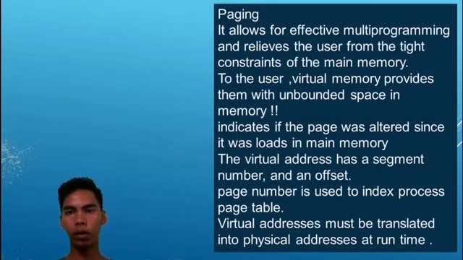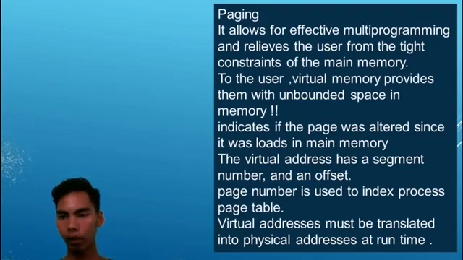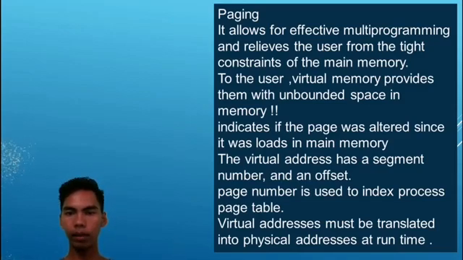Paging allows for perfect multiprocessing and delivers the user from the tight constraint of main memory. Virtual memory provides the user with unbounded space. Bit M indicates if the page was altered since it was loaded in main memory.